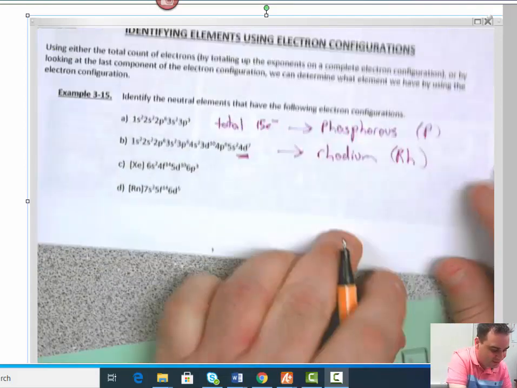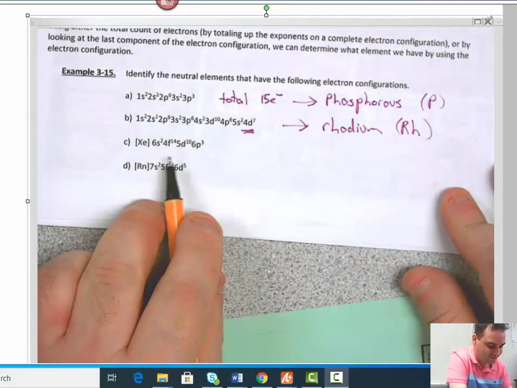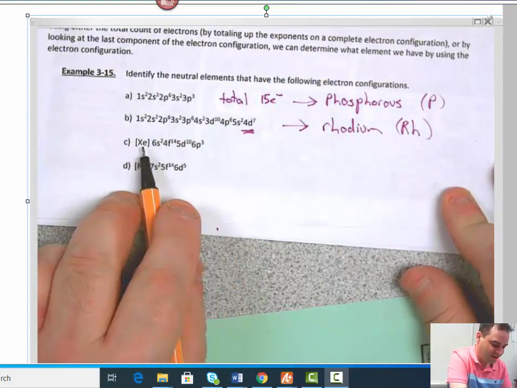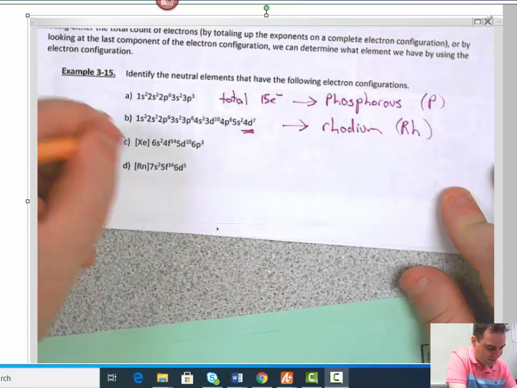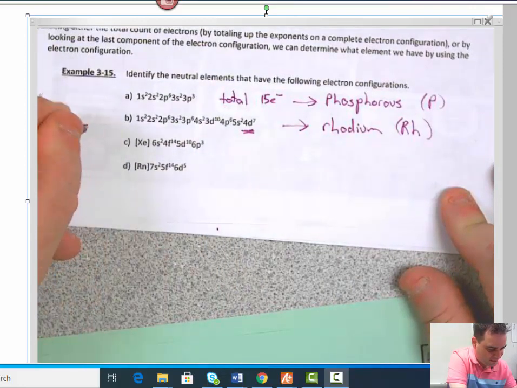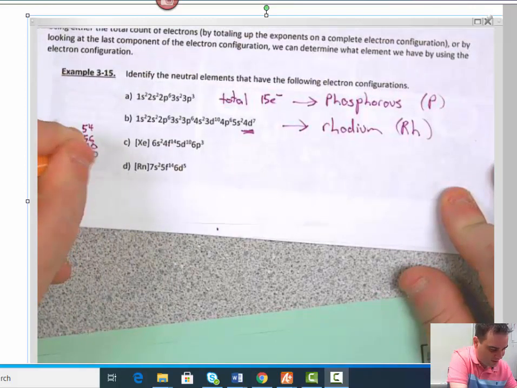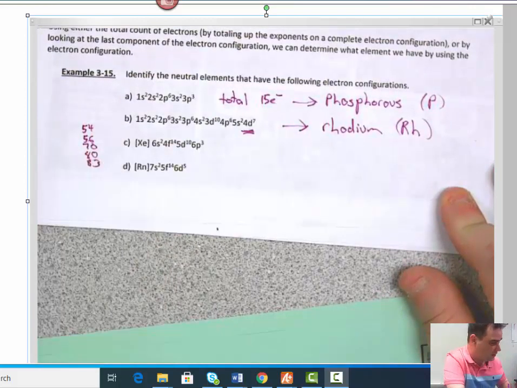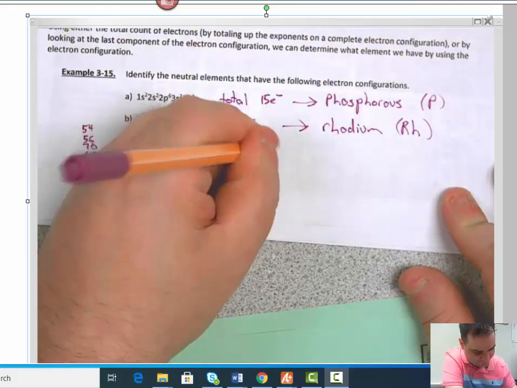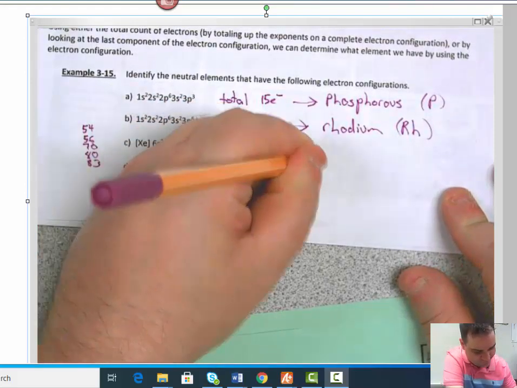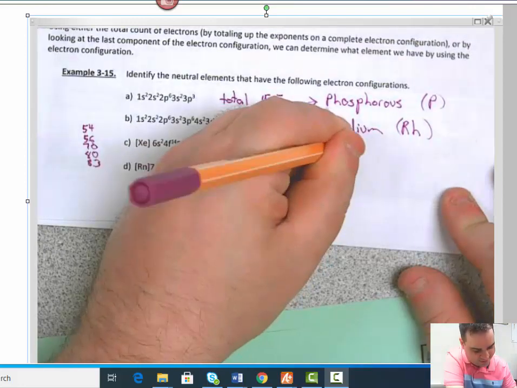No other reason. Okay, so this one here, we can total them up again here. So we have 54, 56, 70, 80, 83. Element number 83 is bismuth, which is Bi.